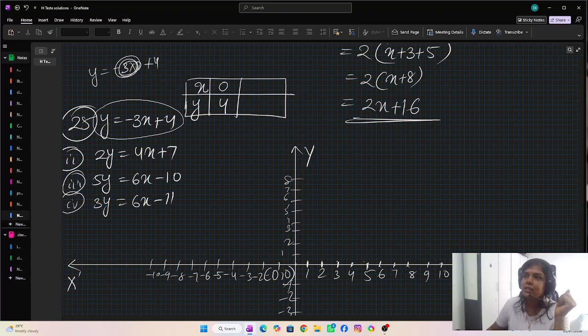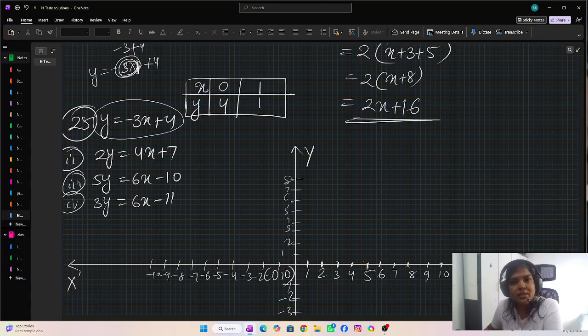Let's take x value as 1. If x value is 1, it will be minus 3 into 1. It becomes minus 3 plus 4. Answer is positive 1. So for the first equation, the points are (0, 4) and (1, 1).